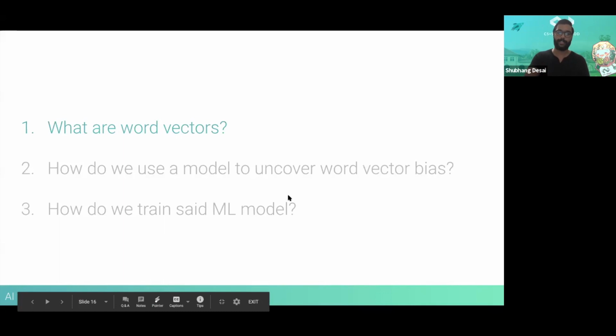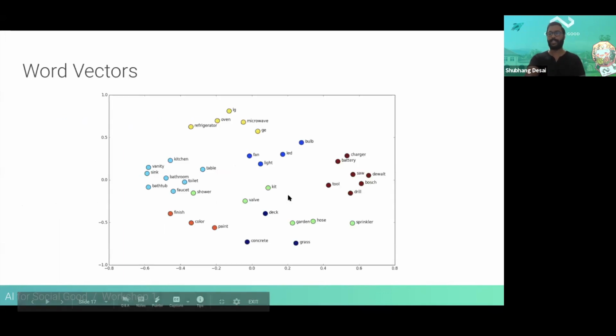So what are word vectors? Word vectors are essentially a numerical representation of words. So machine learning models work with numbers, and they don't work with strings. They don't work with words. So we need to represent words as numbers. But we'd also want them to not just be arbitrary numbers. Maybe they should have some sort of meaning.